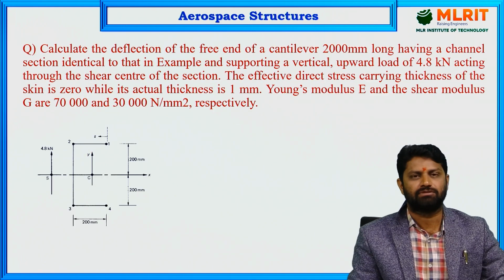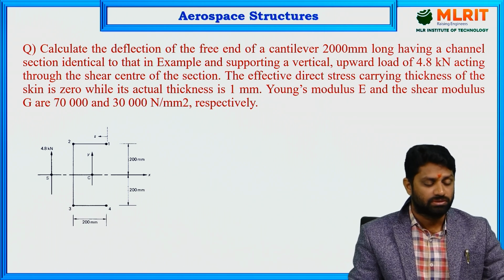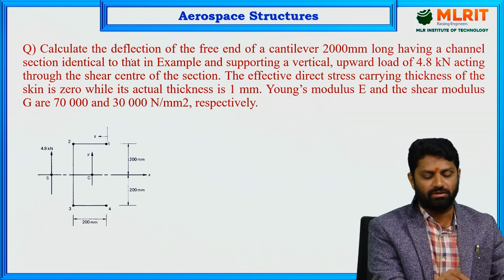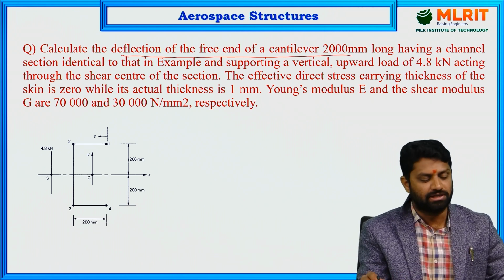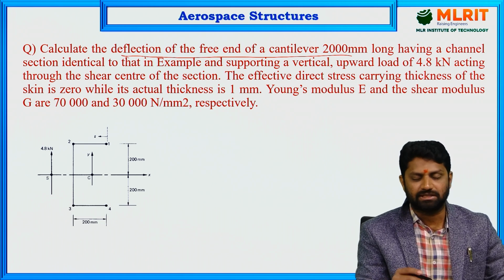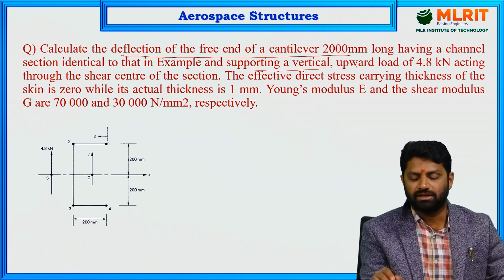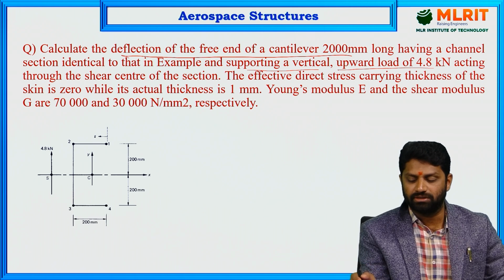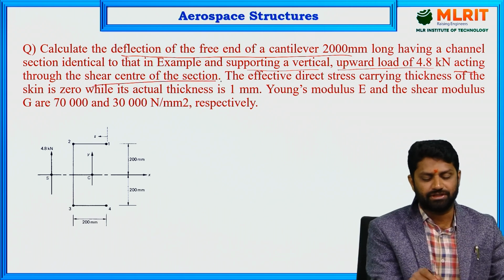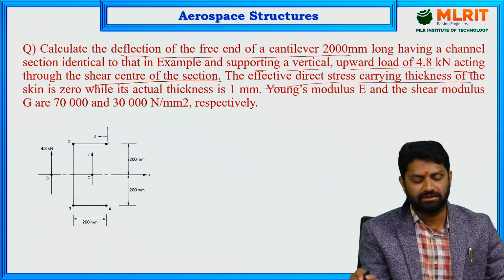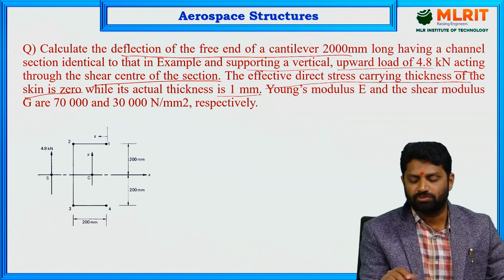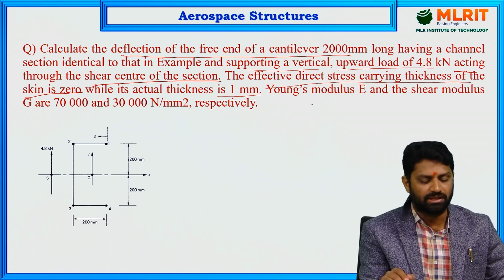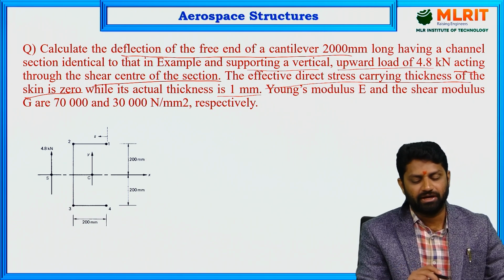Now let's consider one problem and look into that. Calculate the deflection at the free end of a cantilever beam 2000 mm long, having a channel section identical to that of the previous example which we solved, and supporting a vertical upward load of 4.8 kilonewton acting through the shear center of the section. The effective direct stress carrying thickness of the skin is 0, while its actual thickness is 1 mm. Young's modulus and the shear modulus are given as 70,000 and 30,000 Newton per mm square. So he is asking to calculate the deflection at the free end of a cantilever beam.